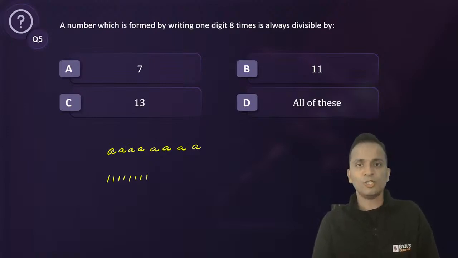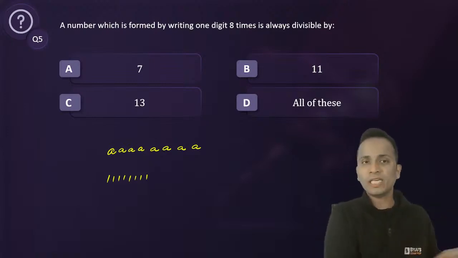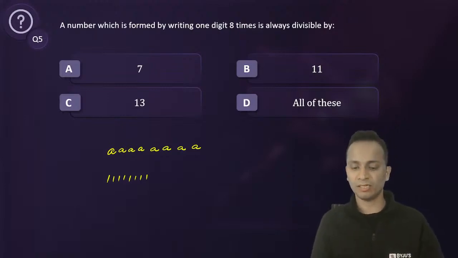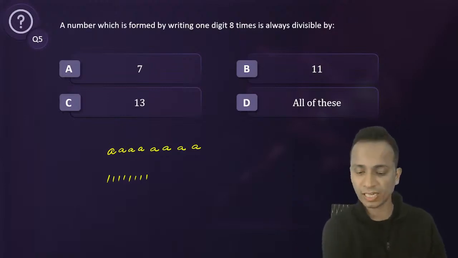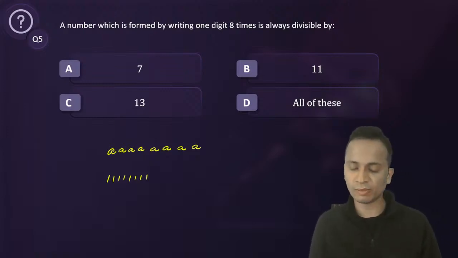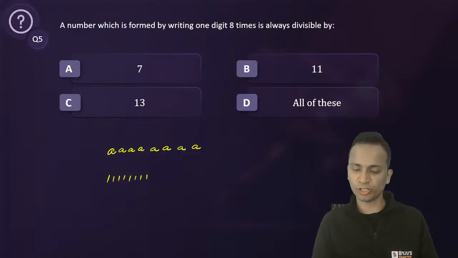Okay. So right now I'll not be teaching you all the concepts of number systems. Otherwise, as I told you at the start, it will take more than 5-6 hours. So for basics, you will have to study a little on your own. We are here to solve questions.